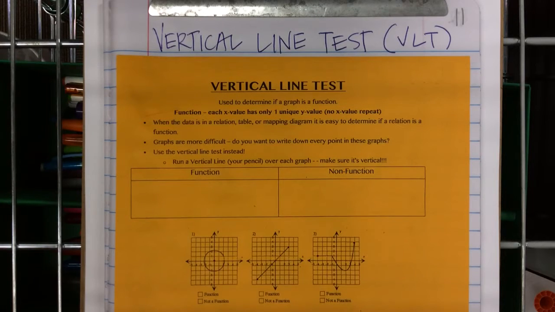Yesterday, we learned that it's a function if the domain, the x value, is always different, right? In a function, each x value has only one unique y value. So no x values repeat. The x's are always different. The y's can repeat over and over again. The x's must be different.